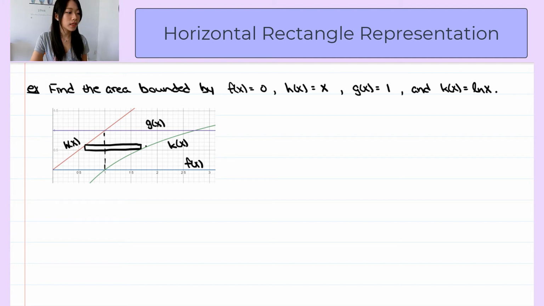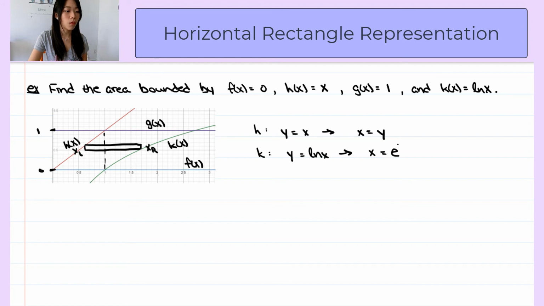Let's call the x value at the right xr, and the x value at the left xl. So we want to find the area bounded between h of x and k of x over the interval 0 to 1 on the y-axis. And to use the formula that I just described above, we need to find the inverse function of h of x and k of x. H of x is y equals x. So its inverse function is x equals y. And for k of x, y equals ln of x. So its inverse function is x equals e to the power of y.